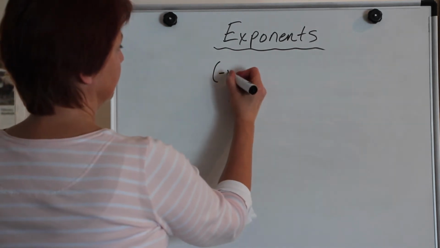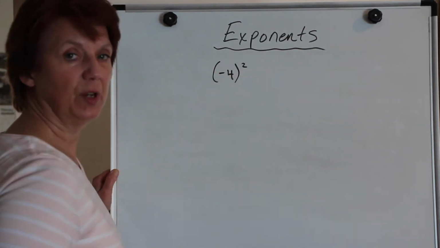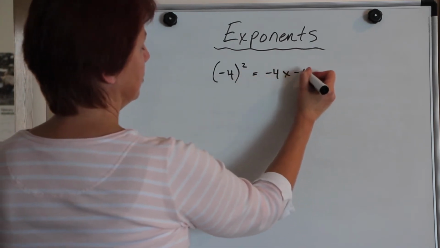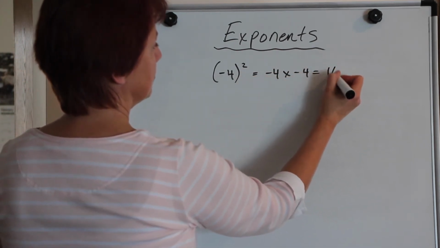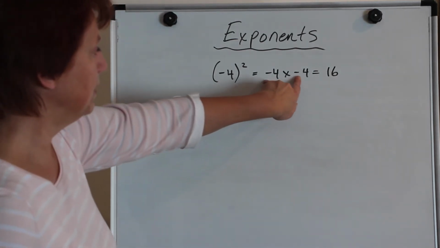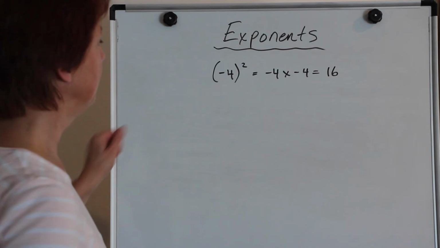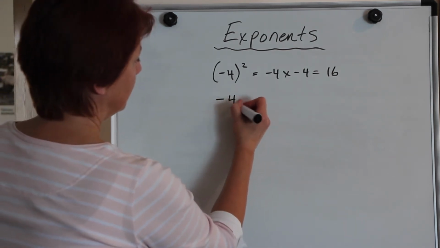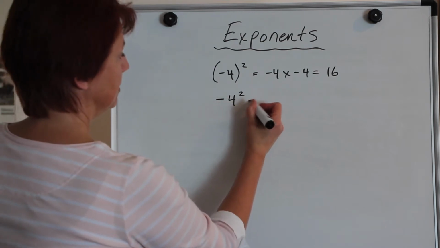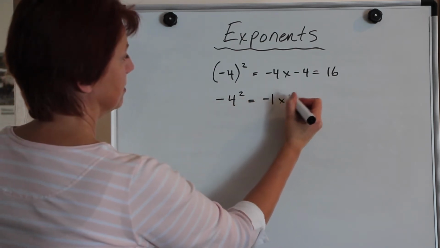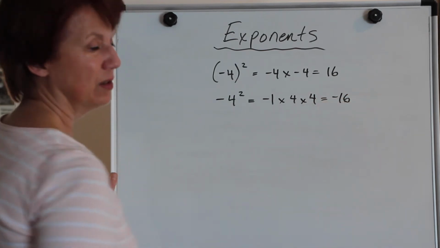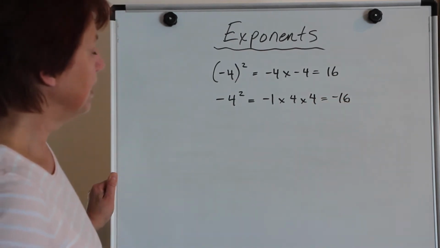What's this equal to? What do you think? Well, what we've got actually is -4 times -4, which is positive 16. Because when we multiply 2 negatives together, we have a positive. What do you suppose that's equal to? Well, as it happens, what this really says is this. So it's equal to -16, okay?